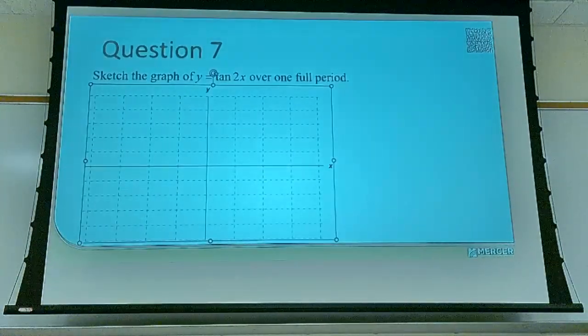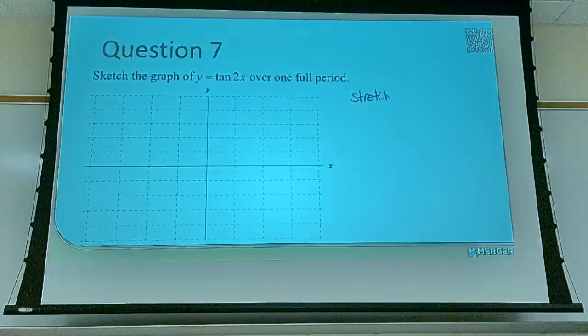Oh boy. Tangent of 2x. Stretching factor is 1. It actually doesn't have a stretch factor here, right? I'll just write it out. No midline. We do have a period. What's the period here? Pi over 2. Which is another, it's going to be a pain.